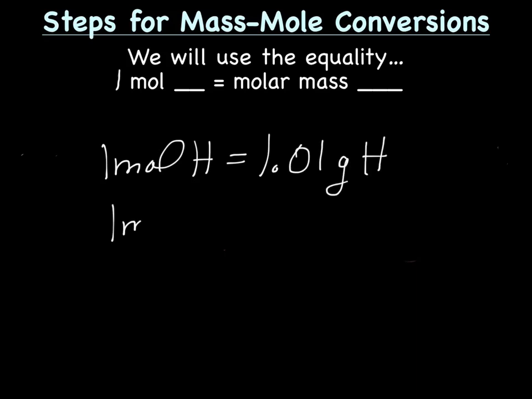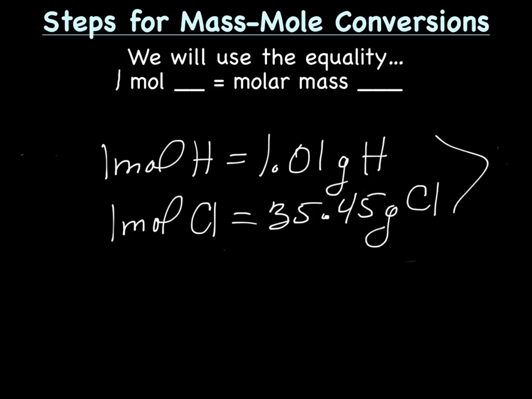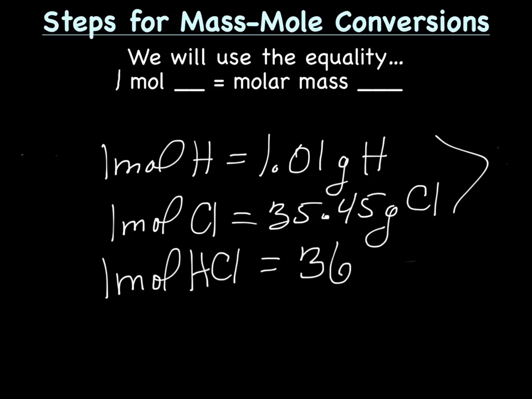Whereas if we had 1 mole, or 6.022 times 10 to the 23rd atoms of chlorine, we know that its molar mass would then be 35.45 grams of chlorine. By the way, I got both of these off the periodic table. Those are the average atomic masses, but written in grams. Also, we could have 1 mole of hydrogen chloride, and that would have a molar mass of 36.46 grams of hydrogen chloride. So again, the blanks here are what atom or what molecular compound we're talking about.